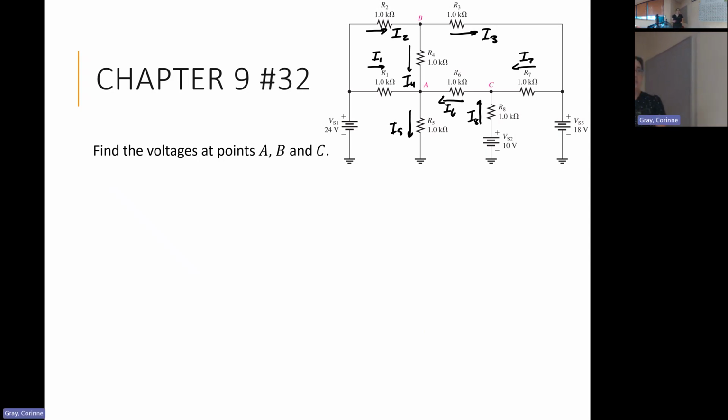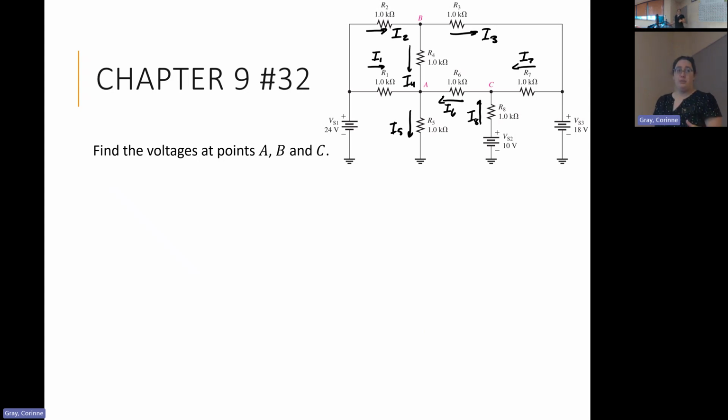Something that we talked about last time is that all of our resistors here are 1 kilo ohm. So if we want to, we can drag around 1,000, or we can just note that all of our resistance values are in terms of 1 kilo ohm. Whichever way you would prefer to do it, I'm going to leave it as 1 kilo ohm. That way I don't have to drag around a bunch of zeros.